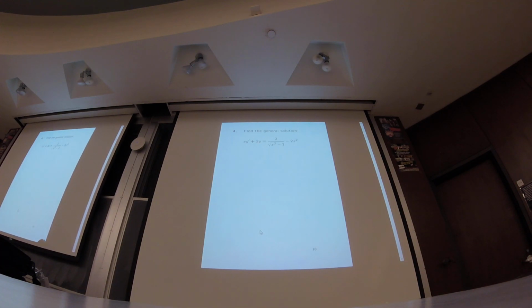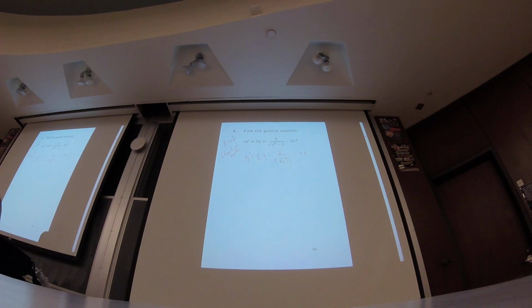xy prime plus 2y, oh my God, geez. But it's linear, right? It's not in standard form, but it is linear. Because if I divide through by x, I get y prime plus 2 over x times y equals 2 over x square root x squared minus 1, minus 2x. I divide it through by x. Now it's in standard form. It's linear. Now written in standard form.